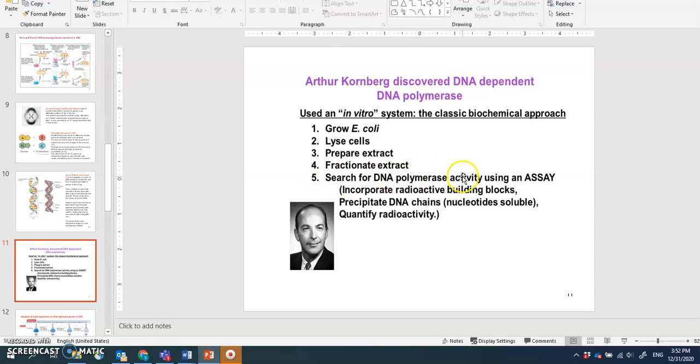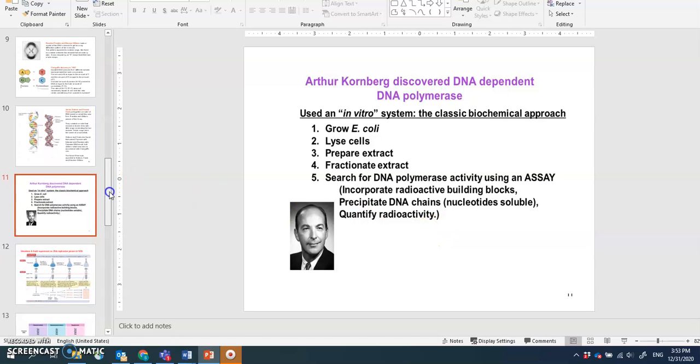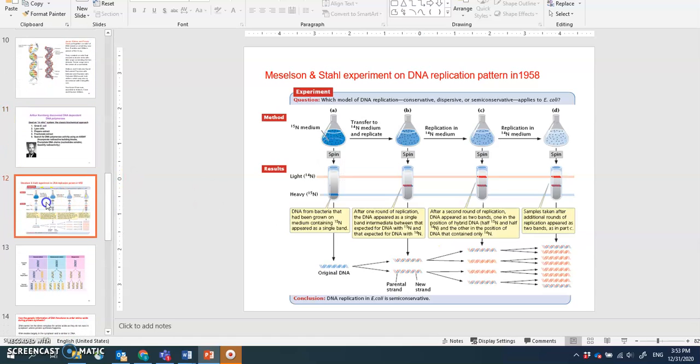That was a DNA polymerase enzyme, and he identified that that enzyme can make copies of DNA, so he named it DNA polymerase number 1. Okay, so he was the first scientist who discovered the enzyme that can duplicate DNA.